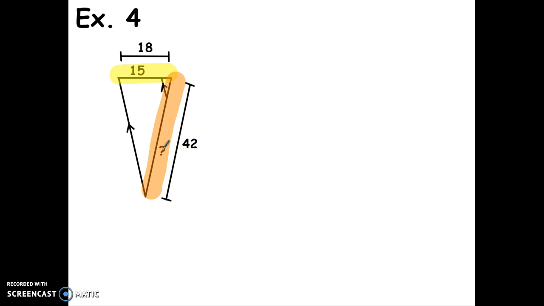So we're not going to be able to set up a part-to-part proportion, but we will be able to set up a whole-to-part proportion. So for the yellow fraction, I'm going to put the length of the whole segment over the part of the segment. So that's 18 over 15. And over here, I'm going to do the length of the whole segment over the part of the segment, which is 42 over question mark.